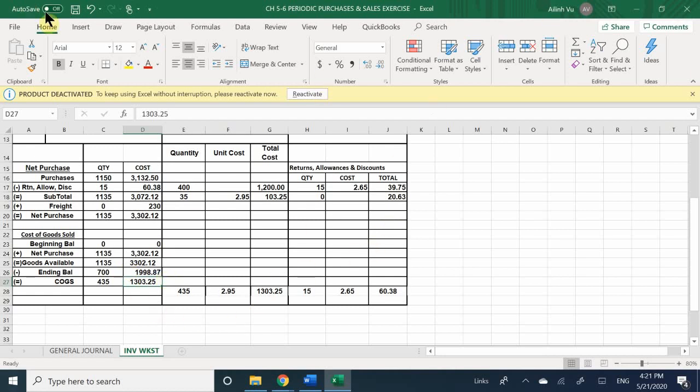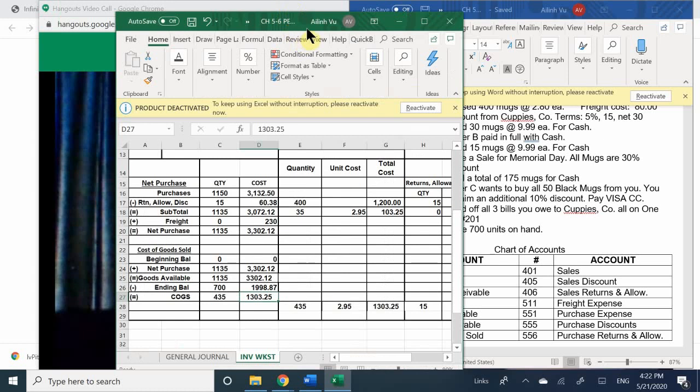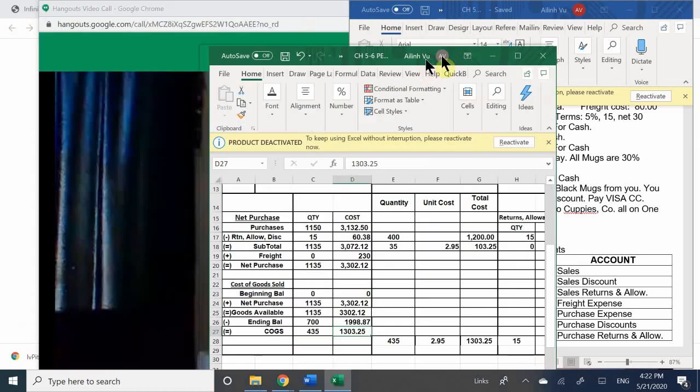Now, lastly, because we're at the end of the period and we found out how much we sold and how much ending inventory is, what is the last thing we got to do when we're dealing with periodic inventory? Conversion. Yes. So I'm going to go pull up my journal.